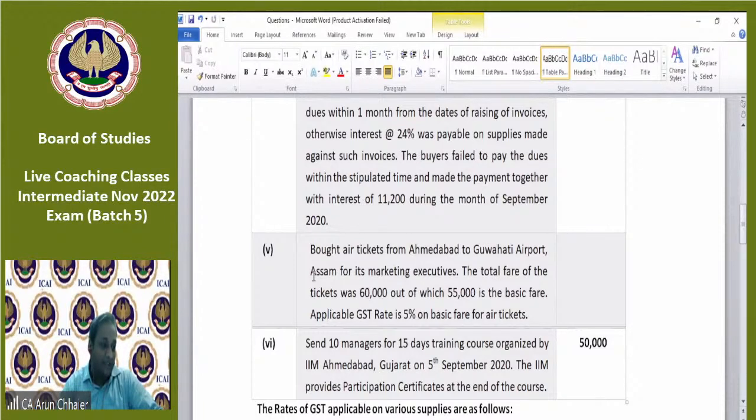And what was Akash Neil's reply? If you are traveling to Assam, that is an exempt supply. So there is no question of tax at all. I hope this point is clear. Kindly confirm. There is no tax at all on this particular airfare. There would be no charges because this is an exempt supply.